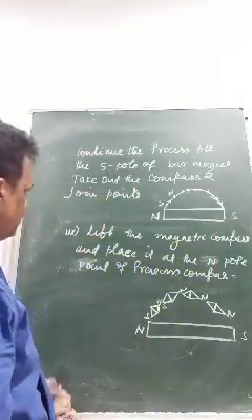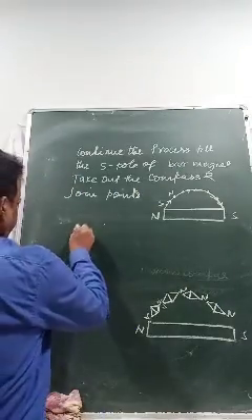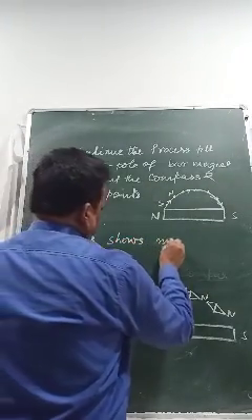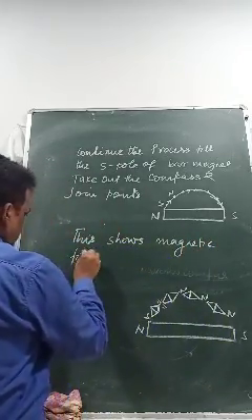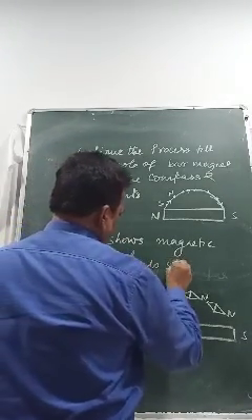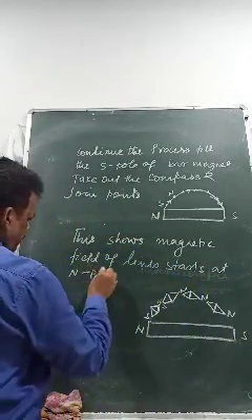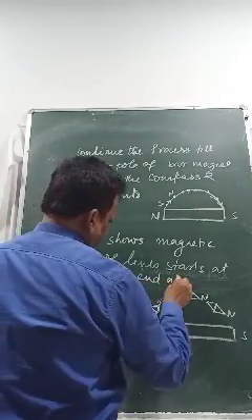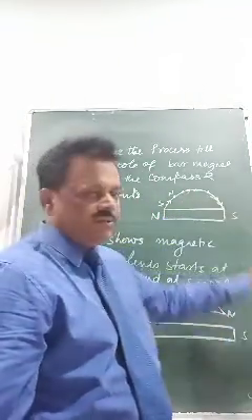Okay, this shows magnetic field of lines starts at north pole and ends at south pole. Okay, this is one magnetic line you got.